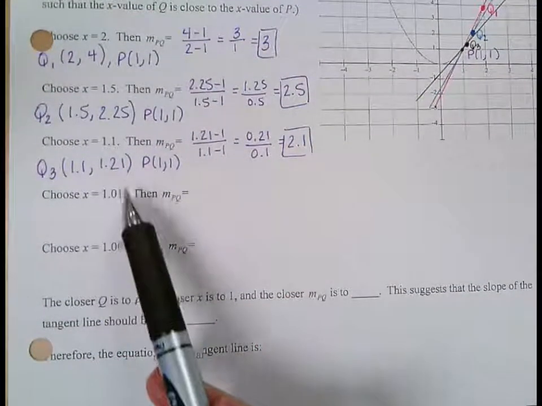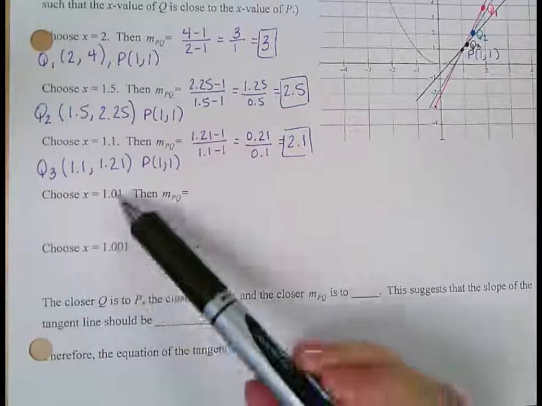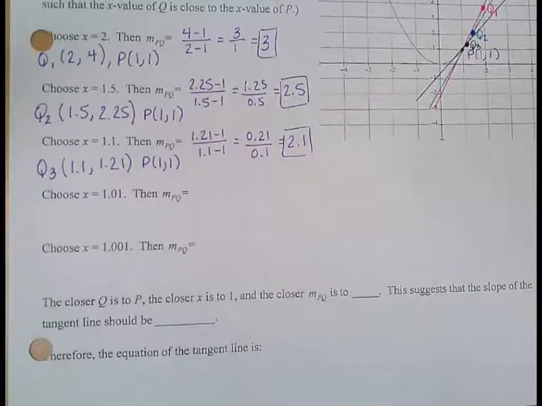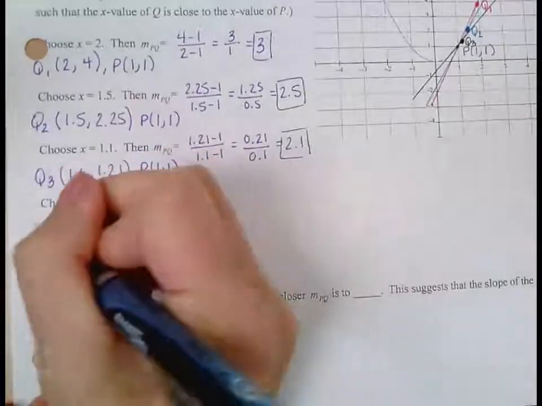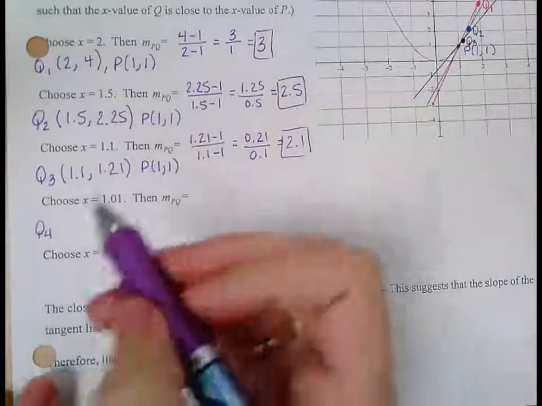I could say, well, I can get even closer than 1/10 of a unit away in terms of the x values. I could make it 100th. I could make it 1,000th. So we're just going to calculate these next. I'm not going to put them on the graph because they're super close. So it's just going to look messy if I try to draw them in. But this would be like a fourth choice of point Q, which is going to be even closer to point P. It's only, in terms of the change of the x values, 100th of a unit away.